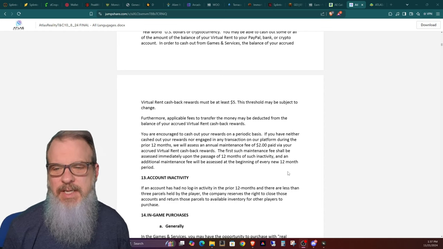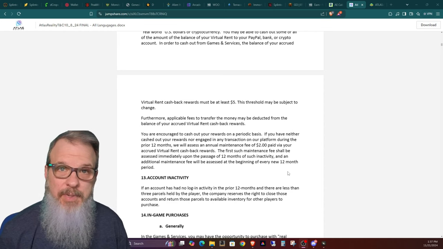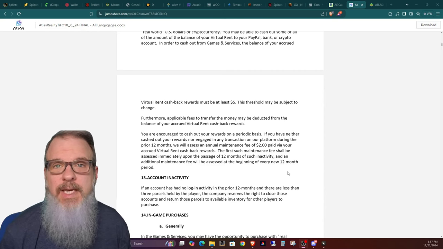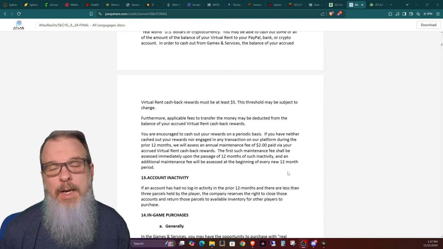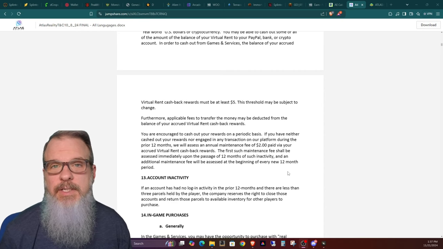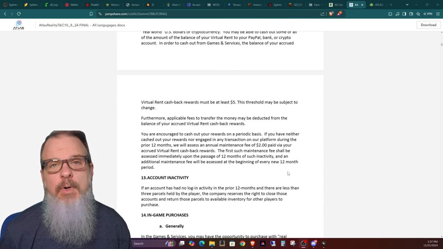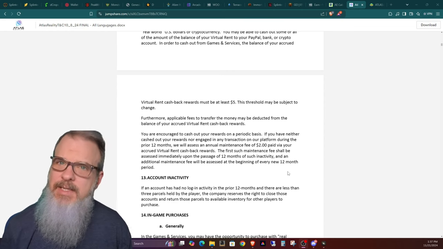I completely understand that. The other thing is from a bigger player perspective. Say you've been playing for a year and you've got a couple hundred parcels, and for some reason you just put the game down and stop playing. Well, after 12 months, there's going to be a $2 fee. That $2 fee is going to be removed off of your virtual rent, and then $2 from there.